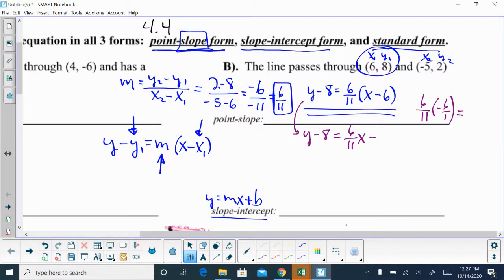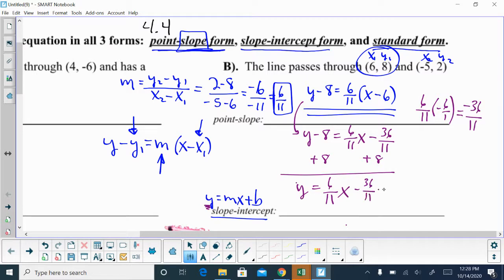Fortunately, multiplying fractions, we multiply straight across. Negative 36 over 11. And now I put that back into my equation. But of course, we have to do a little bit more work, simplifying and such. Remember, the idea is to get y equals everything else. So now let's add 8 to both sides. So y is equal to 6/11 x, negative 36 over 11, and plus 8.